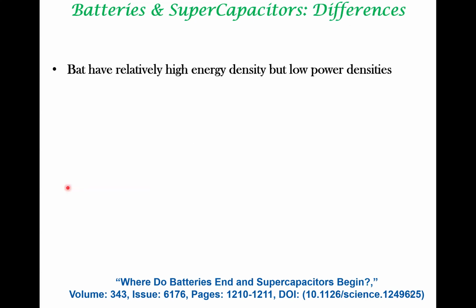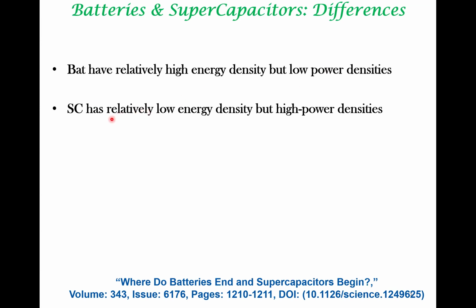So the main difference is two. Batteries have relatively high energy density, but low power densities. That is, even though they may be good at storing a significant amount of energy per unit mass, they cannot rapidly discharge or charge. This is the disadvantage of a battery. As opposed to that, supercapacitors have the disadvantage of low energy density, but they have very high power densities. That is, they can charge and discharge quite rapidly.